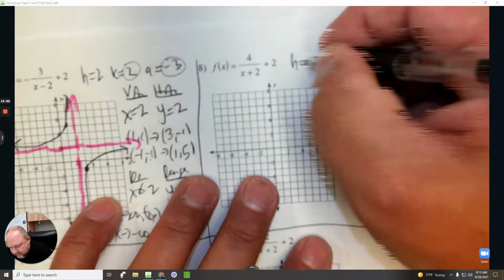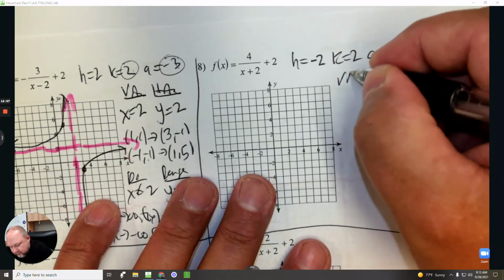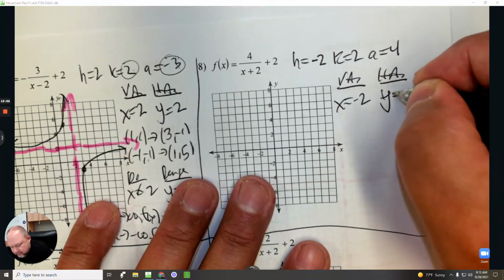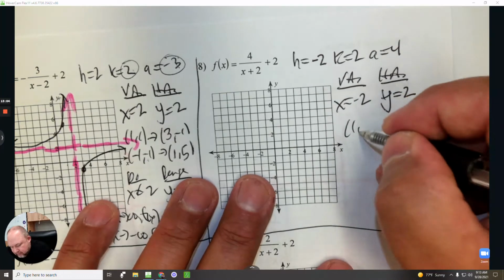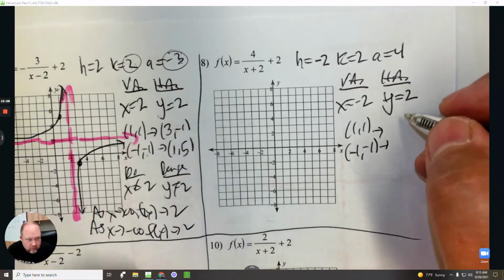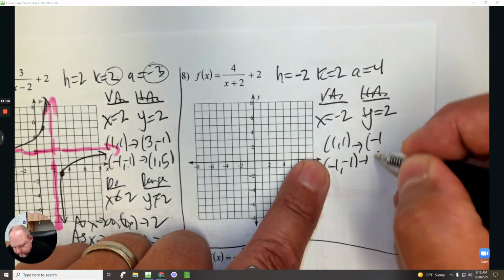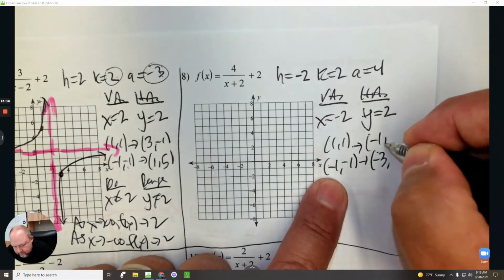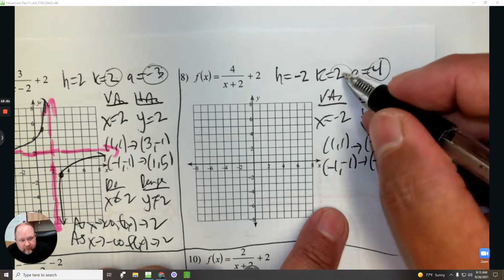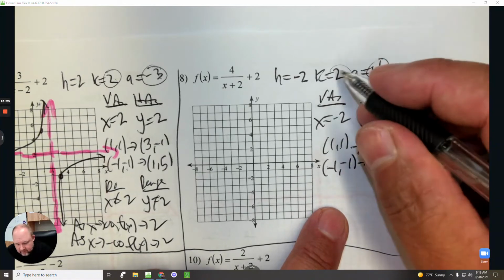So again, I'm going to go quickly because you've had a chance to do it first to make sure that you did it correctly. So the vertical asymptote is at x equals negative 2, and the horizontal asymptote is at y equals 2. The 2 points that we're changing are 1, 1, and negative 1, negative 1. For 1, 1, we're going to subtract 2, and then subtract 2. For the y coordinate, we're going to multiply and then add 2. So 1 times 4 plus 2. Negative 1 times 4 is negative 4 plus 2.